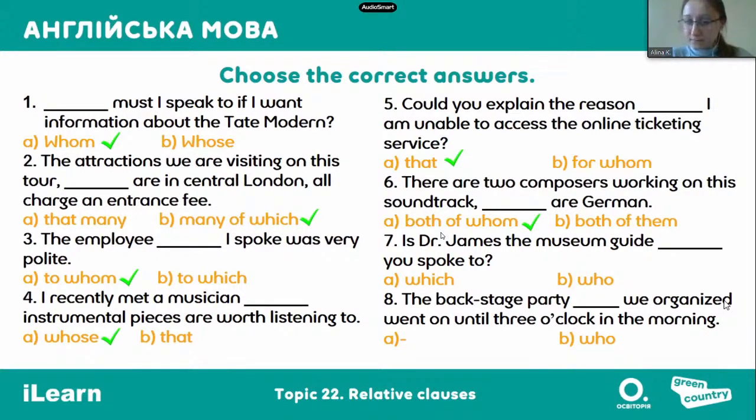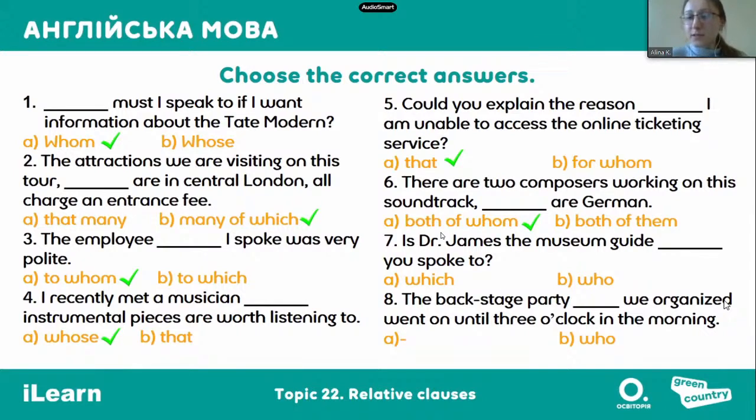Окей. Пам'ятаєте, якщо ми хочемо наголосити на кількості, можемо сказати там кількість both, noun, many, much, of, і далі ми можемо сказати або whom, або which. Whom для людей, which для речей. Okay, let's go to number 7.